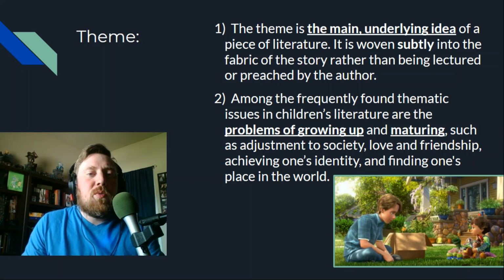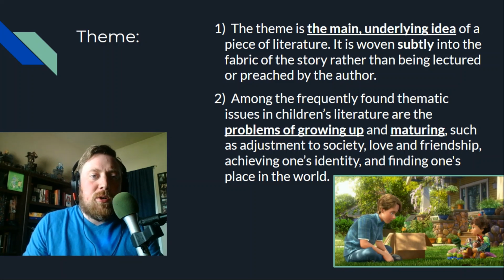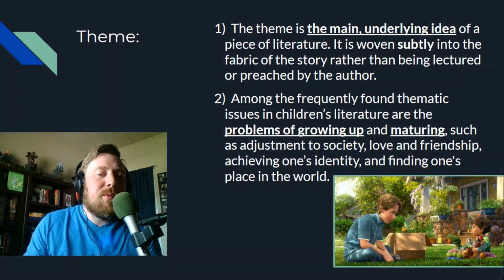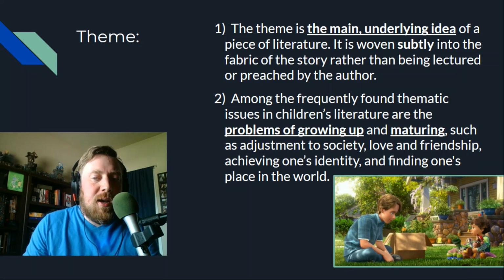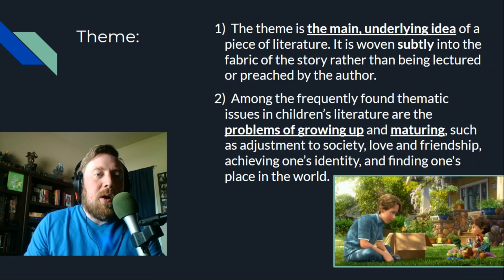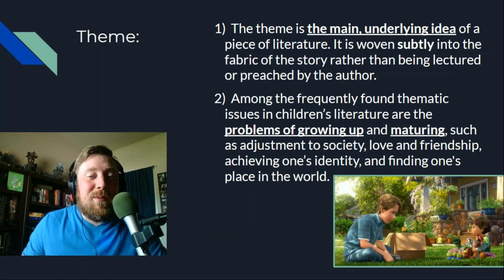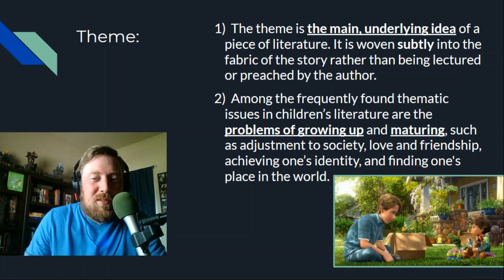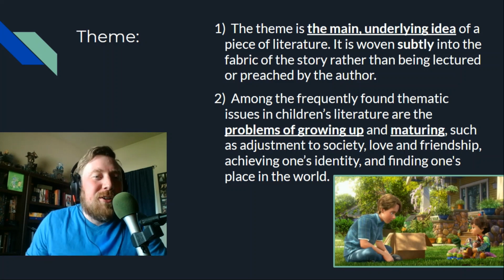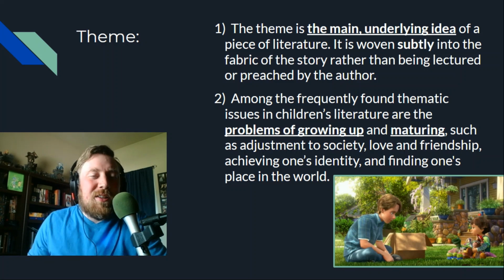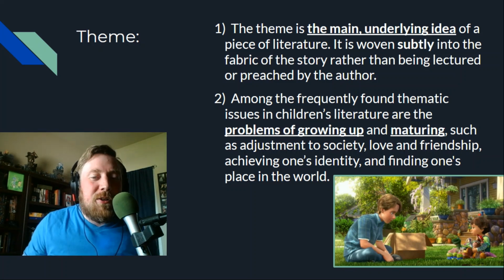The themes that you often will see in children's and young adult literature are problems of growing up and maturing, such as an adjustment to society, love and friendship, achieving one's identity, and finding one's place in the world. All of those connect very strongly with not just children, but teenagers. Really, it connects with everybody. I'm an adult, and I'm still learning about my own identity. I'm still adjusting to aspects of society. I'm still learning about love and friendship and my place in the world, right? That doesn't end. And so those are common themes, especially in YA literature, young adult literature.